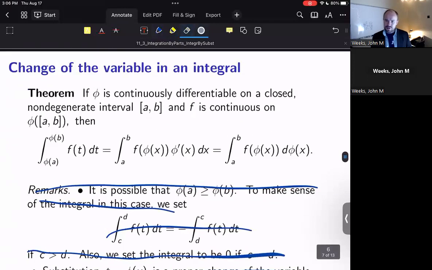Now let's talk about a change of variable in an integral. Here is our theorem for this. And we'll see where the change of variable comes in as we move on. Let's take phi to be some sort of continuously differentiable function. And let's have it be on a closed non-degenerate interval, where non-degenerate just means not a point, going from A to B. And f is continuous on the range of phi inside of this interval from A to B. Then if I want to rewrite the function f, then I certainly can.